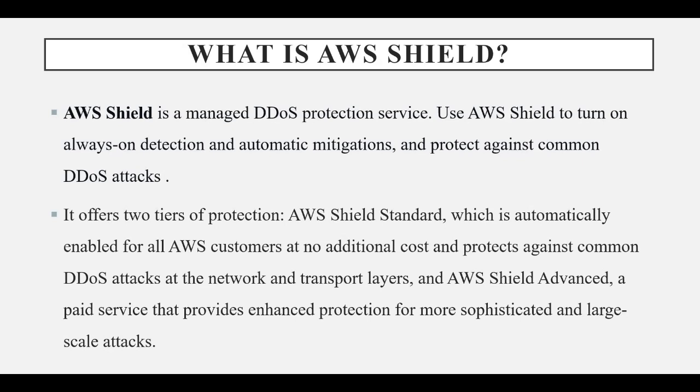What is AWS Shield? AWS Shield is a managed DDoS protection service. We can use AWS Shield to turn on always-on detection and automatic mitigations and protect against common DDoS attacks. So it can manage the protection against DDoS, with always-on detection and automatic mitigation.